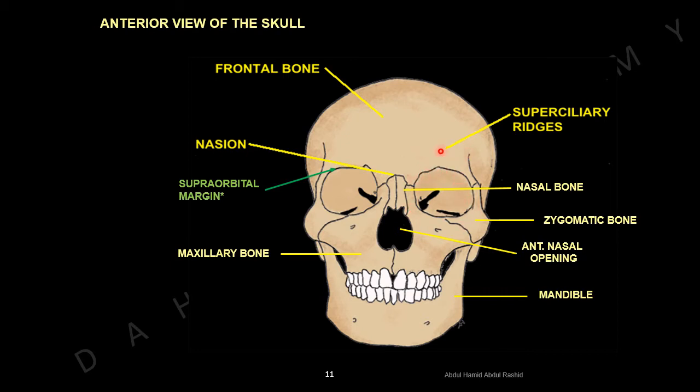Above here, there is a ridge called superciliary ridge. And here, this is the orbital margin of the right orbit. This margin is called supraorbital margin.